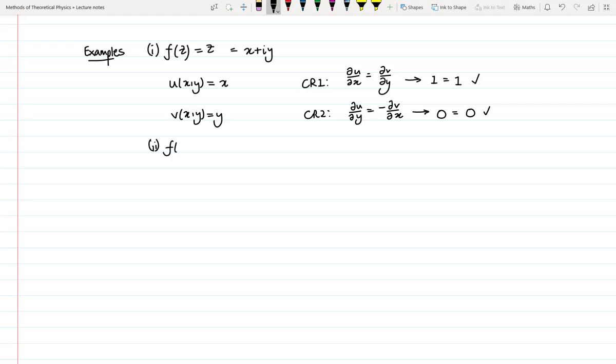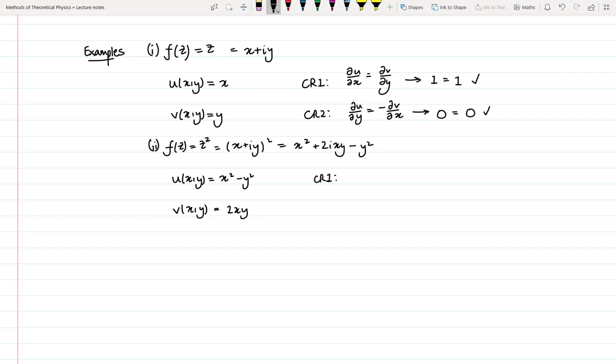Next example, we can think of z squared. And we can again expand this in terms of x and y as x squared plus 2i xy. And then we've got iy times iy, which is minus y squared. We identify the real part as x squared minus y squared, and the imaginary part as 2xy. Now the first Cauchy-Riemann condition, we need du by dx, which is 2x, and we need dv by dy, which is also 2x. So that's valid.